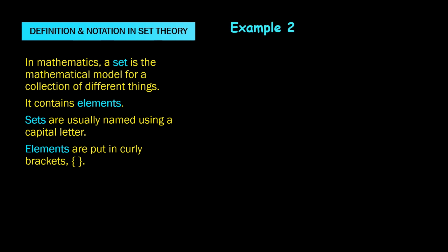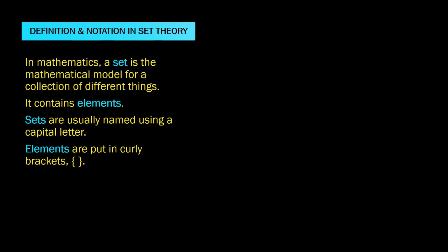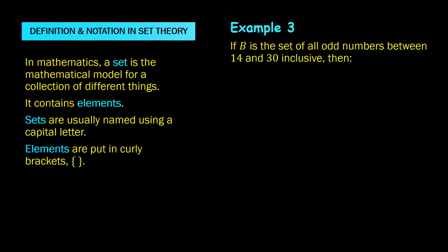Let's now take a look at another example. If A is the set of whole numbers between 1 and 5 inclusive, then A equals {1, 2, 3, 4, 5}. And another example. If B is the set of all odd numbers between 14 and 30 inclusive, then B equals the set of numbers shown on your screen.